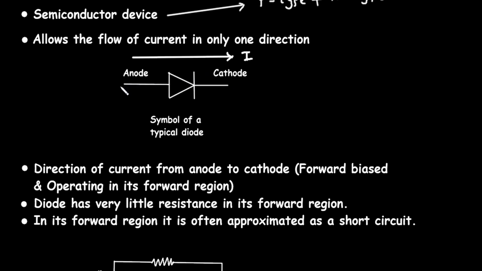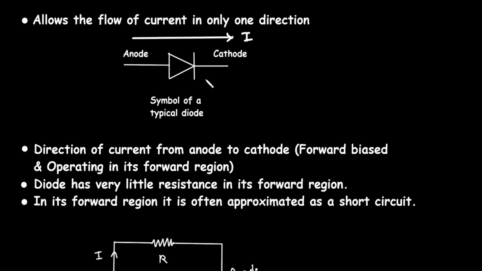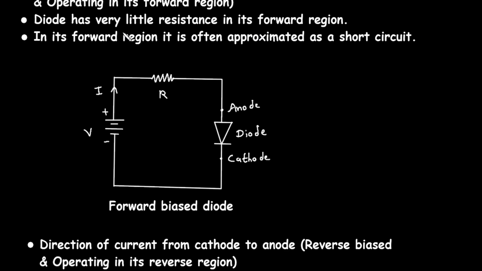If we connect positive terminal of the battery to anode and negative terminal of the battery to cathode, then that is called as forward bias. And the diode will operate in forward region. Diode has very little resistance in its forward region. So since it has very little resistance, it will allow the current to flow easily. In its forward region, it is often approximated as a short circuit.